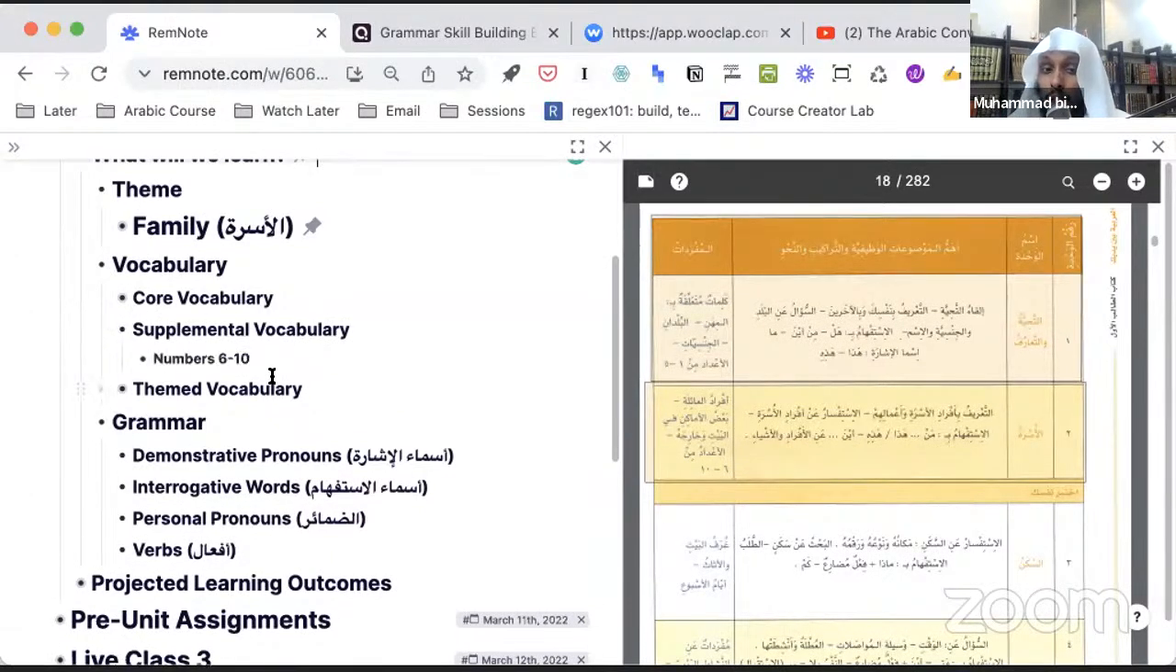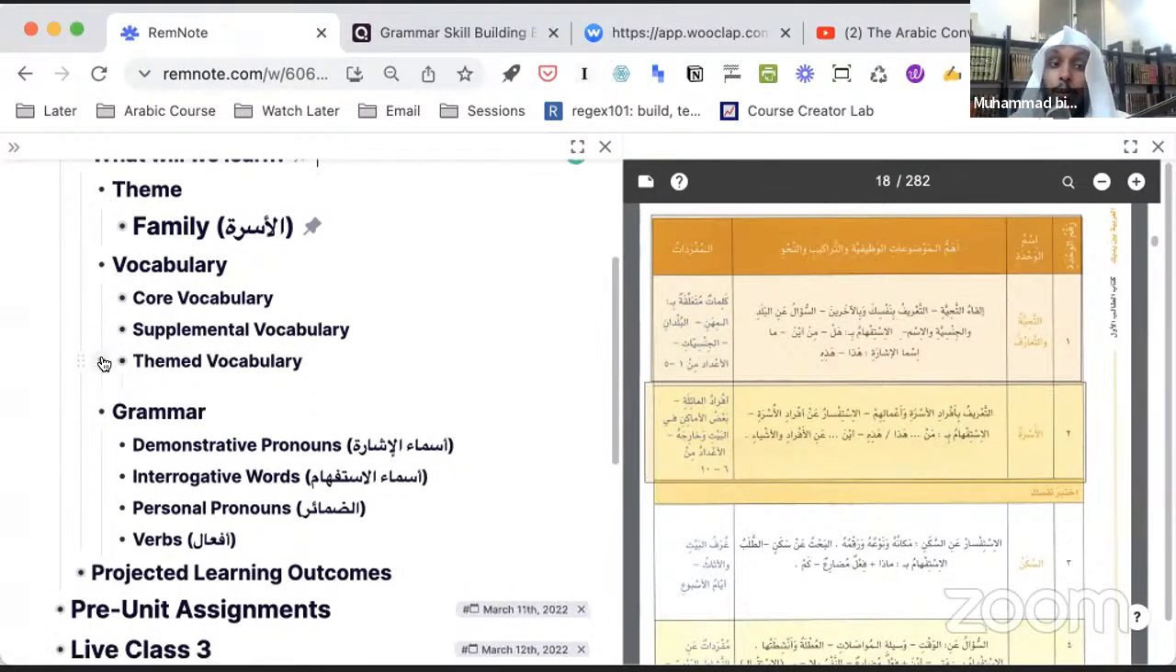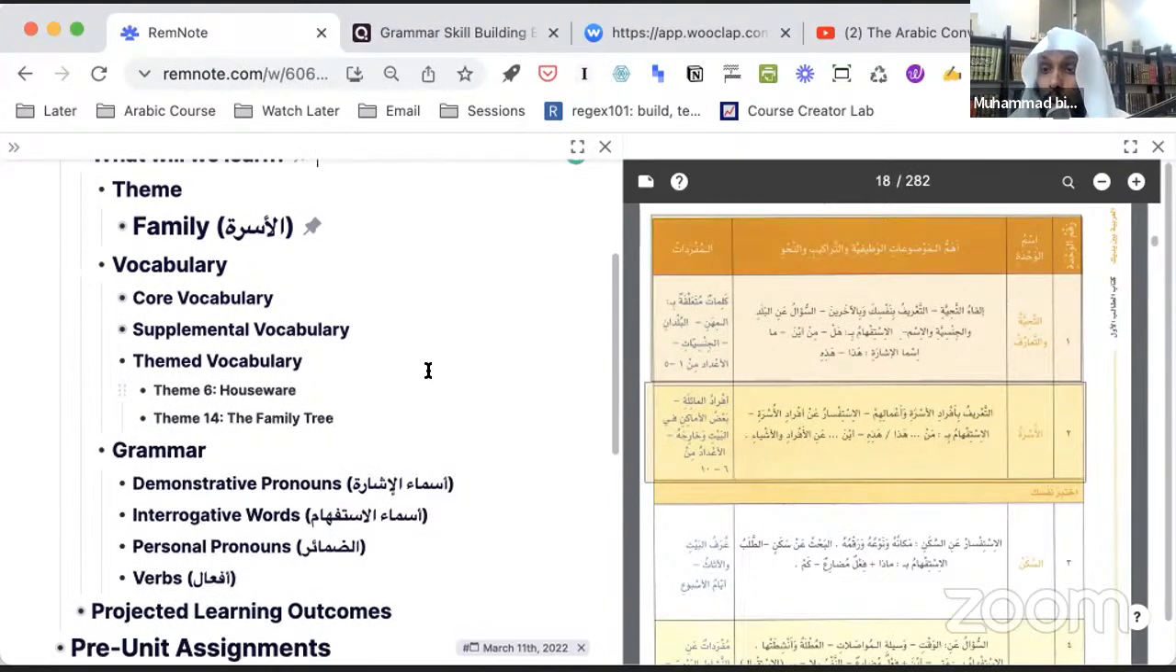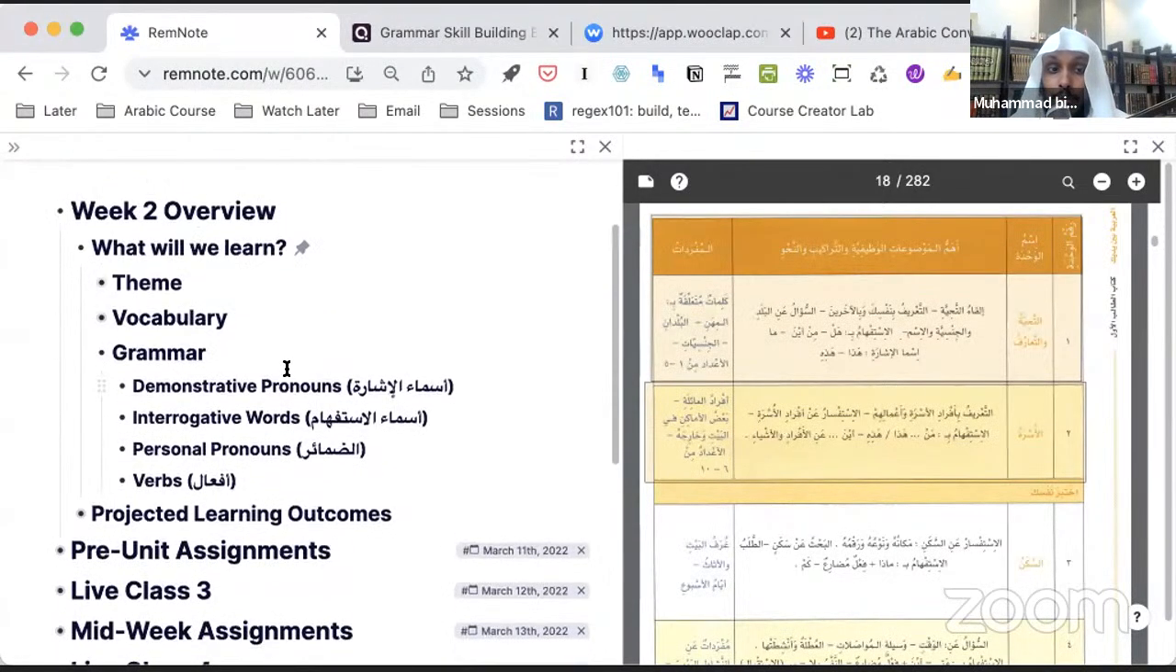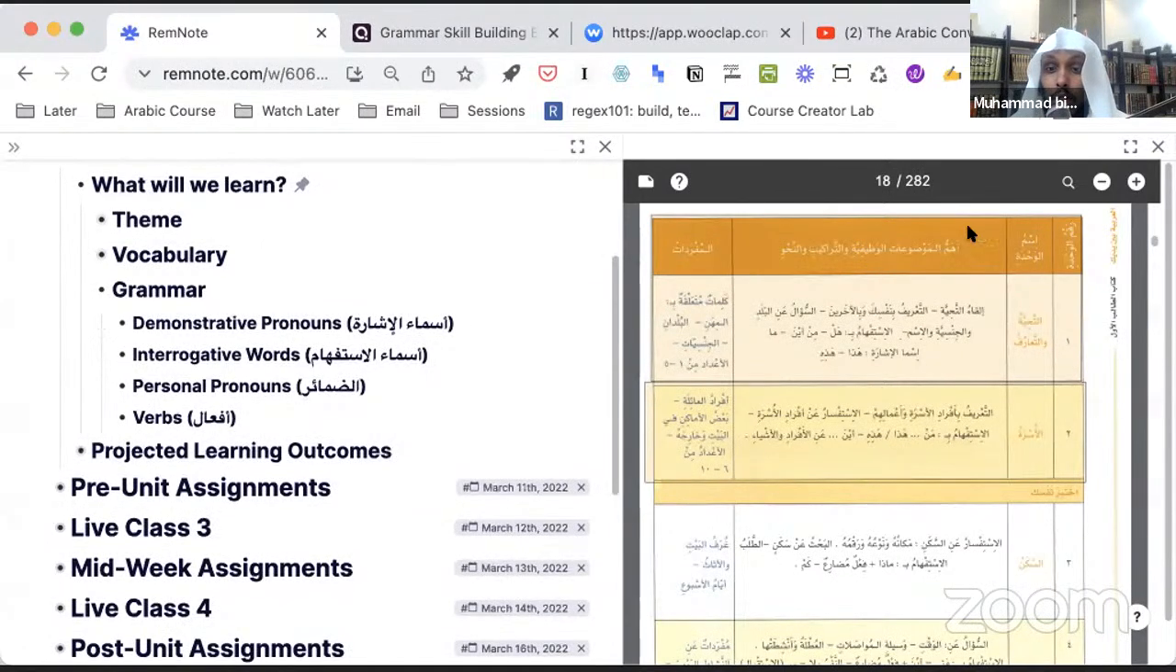The supplementary vocabulary is counting from 5 to 10, okay? 6 to 10, we've done 1 to 5 last time. And when it comes to the theme vocabulary, and all of these are on Quizlet, like I've shown you last time, the theme that is relevant to this week's unit is theme 6, houseware. So you can basically increase your vocabulary by going to the themed vocabulary, okay? So houseware. You learn about a few objects, but if you want to learn more, go to theme 6, houseware. And the family tree as well, which is very much related to today's unit, you'll find that in theme 14, okay?